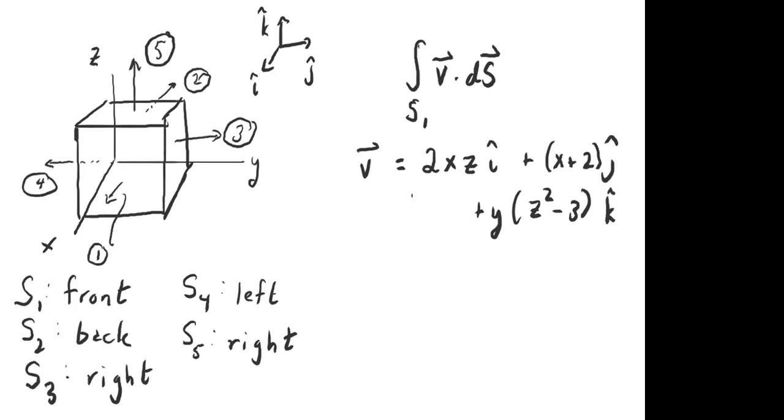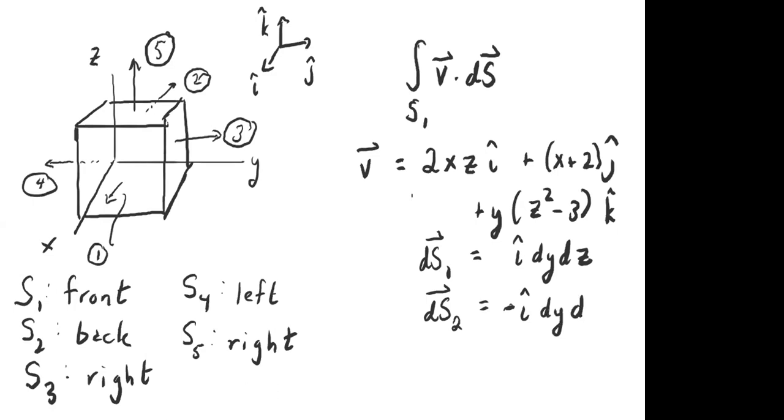And ds1 is the differential surface element for side 1. That turns out to be i hat dy dz, as we discussed last time. It's also shown in great detail in problem set 3. And ds2, the differential surface element along surface 2, is minus i hat dy dz.